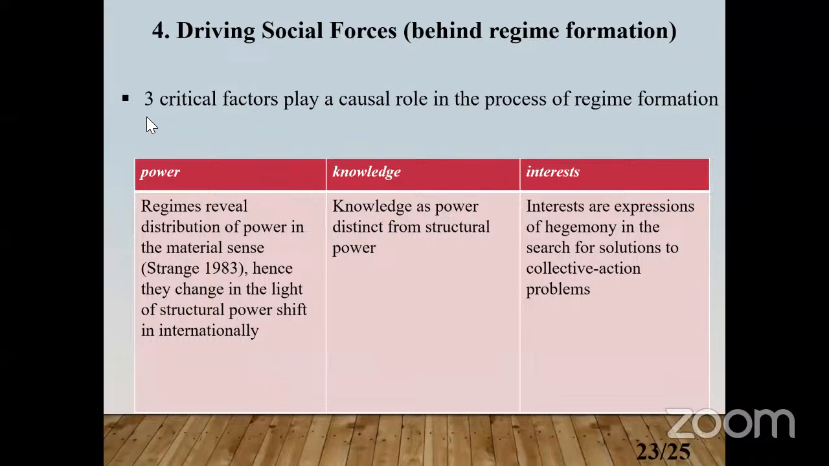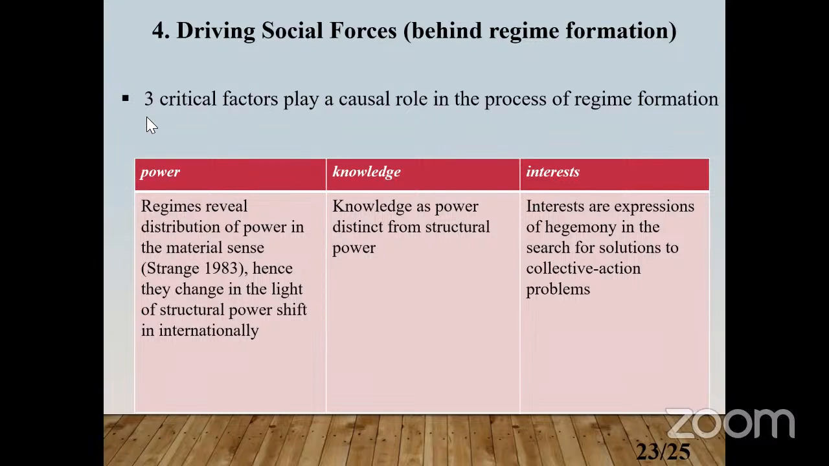This power can be explained in various ways. It could be political power, economic power, military power, and so forth. Talking about power, we are saying regimes will always reveal who is paying the piper, because who is paying the piper will call the tune. Therefore, international regimes will always reveal something about the distribution of power in the material sense. Regimes will normally change when this structure of power shifts internationally. So today, if Americans, for example, carry this power, whether militarily, economically, politically, whatever, and that power was to change hands, then regimes will automatically change in that direction.